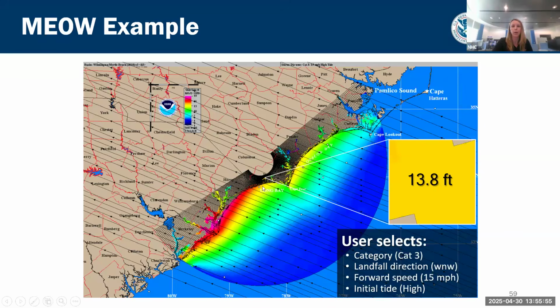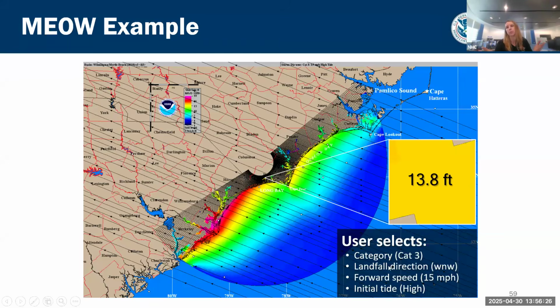It might be one of these just south of it where you expected the RMW, or the radius of maximum wind, to push the water into that area. But we aren't really concerned with exactly which one of those tracks. But if you had a storm threatening your area, and you knew it had these types of parameters, you could plan for this height. And the great thing about the MEOWs is that these are very specific user-selected parameters.